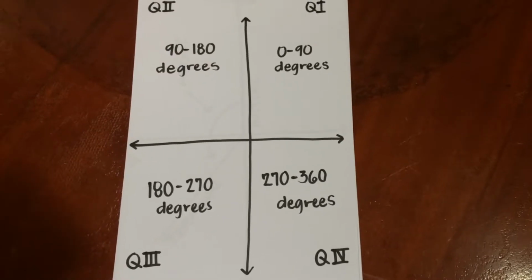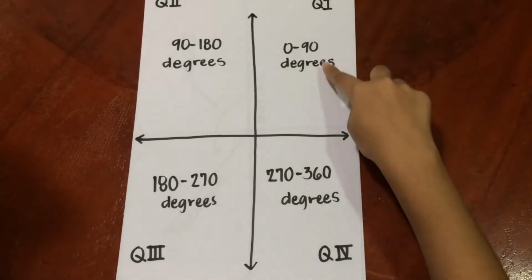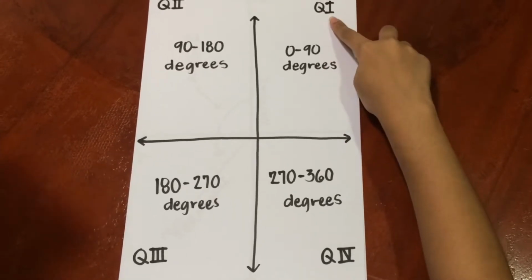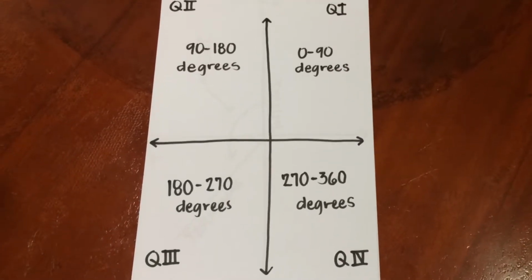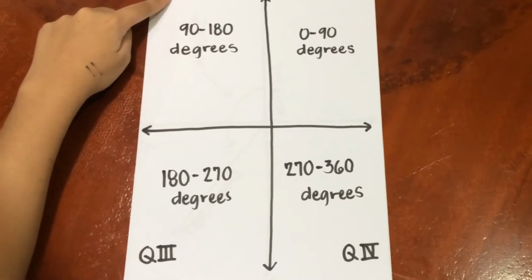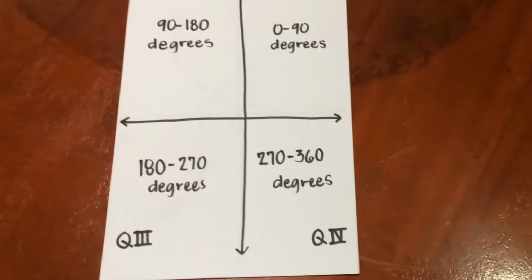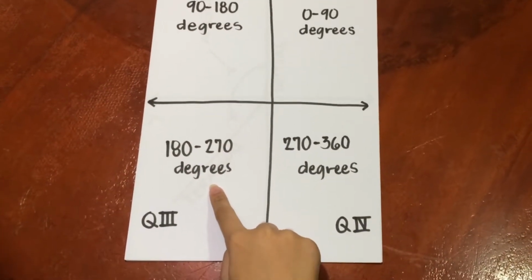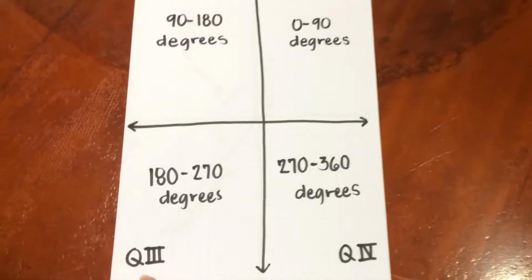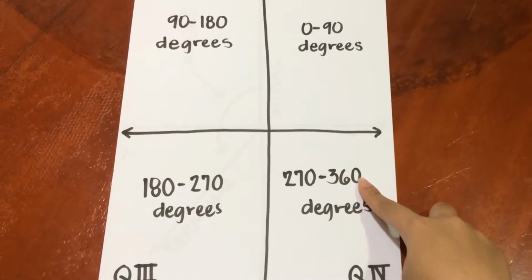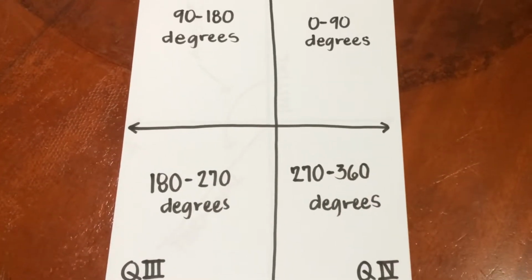In standard position, angles that measure between 0 and 90 degrees have their terminal sides in quadrant 1. The angles measuring between 90 and 180 degrees have their terminal sides in quadrant 2. Angles measuring between 180 and 270 degrees have their terminal sides in quadrant 3. And those measuring between 270 and 360 have their terminal sides in quadrant 4.